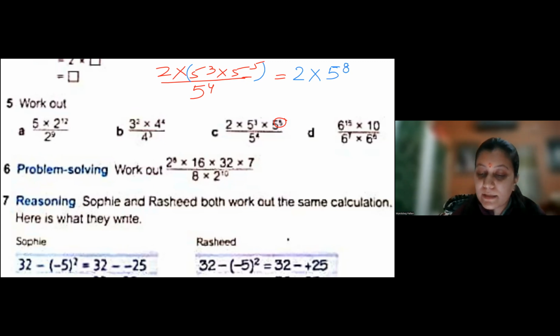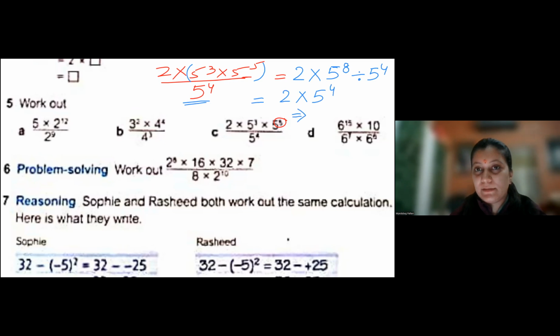Then next, we have 5 to the power 4 in the denominator. That means it will be in division. So then we subtract. So I'll write 2 first and then multiplied by 5 to the power 4. 8 minus 4, 4, right? Yes, and then next, it'll be 2 to the power of 1.